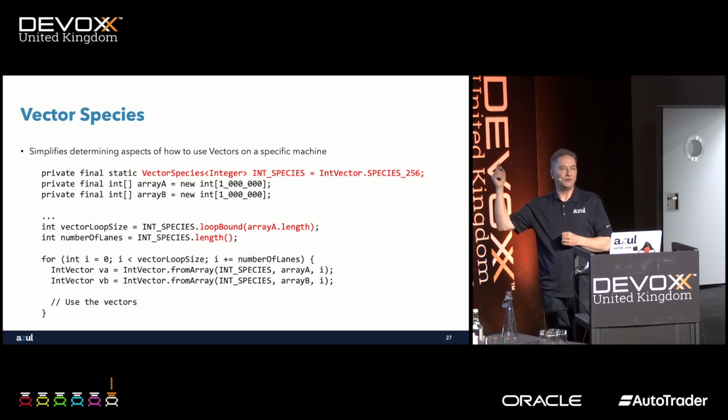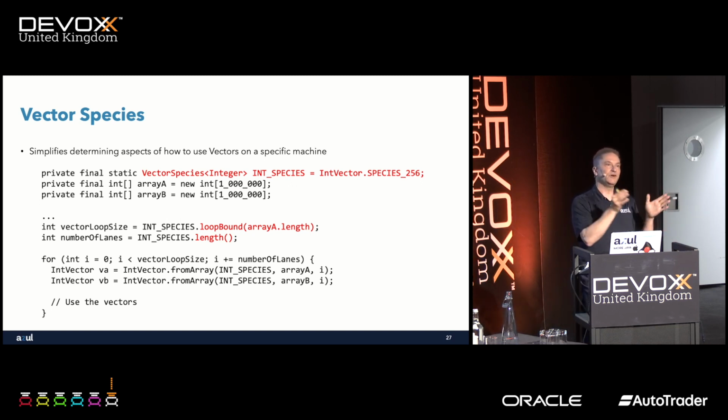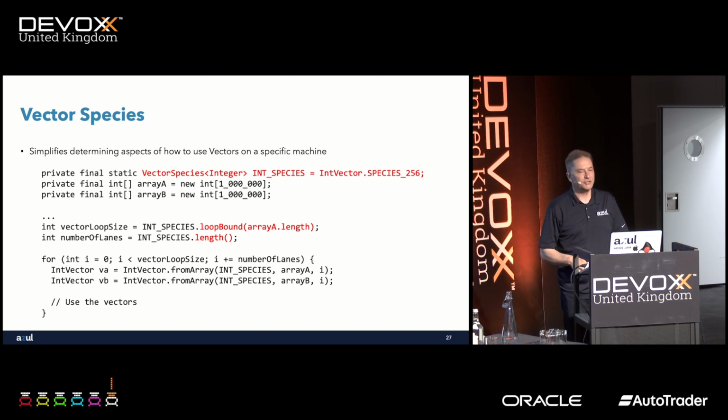So I say, give me the loop bound given the length of the array that I've got. It'll take 1 million, divide it by 8, and give me a number of how many times I need to iterate through my loop. Clearly, if it doesn't quite fit, if it's not a round number, it'll give me one more so that I guarantee that I've got enough iterations to process everything in my array.